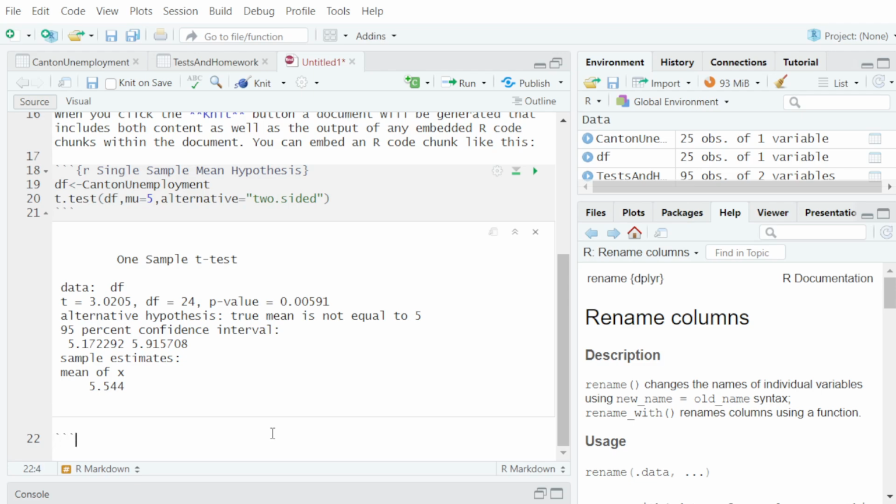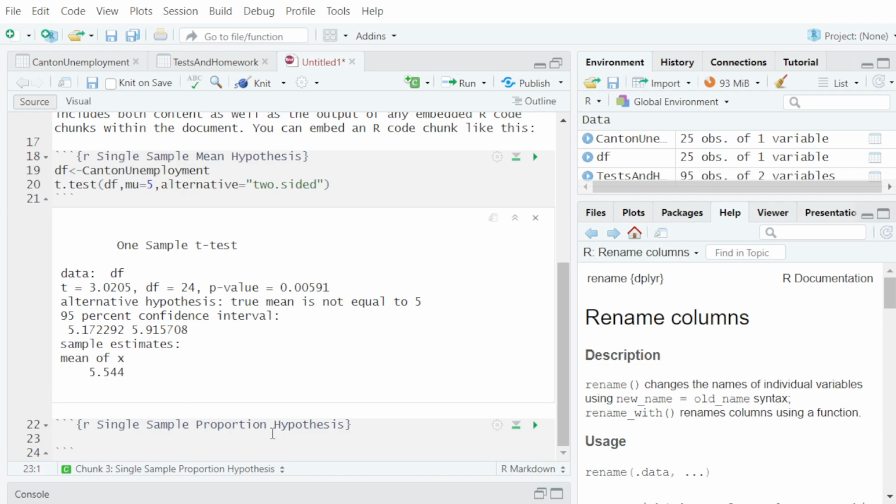All right, so let's go ahead and move on to the next task, and we'll do some proportion stuff. So I'm going to start a new chunk here, and it's R, and this is going to be single sample proportion hypothesis. And then I'm going to put in the backticks. Remember those are the slanted apostrophes you find in the upper left corner of your keyboard. It shares the same key with the tilde.